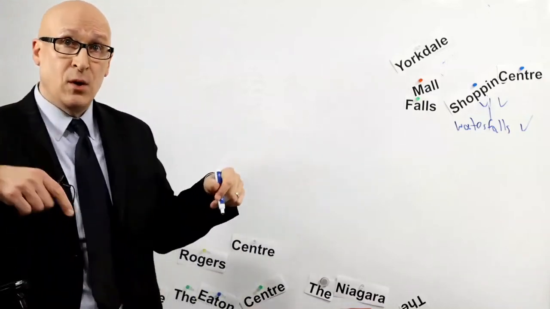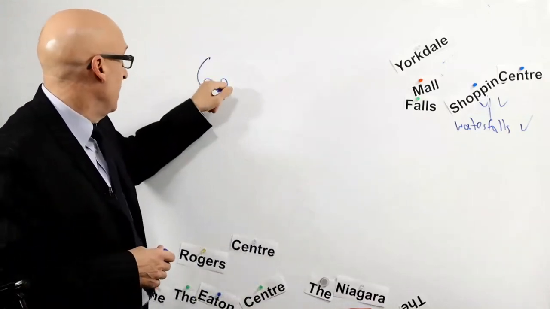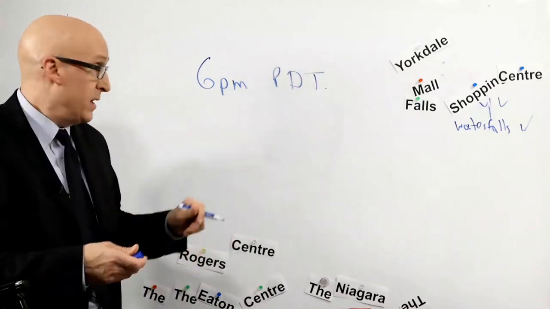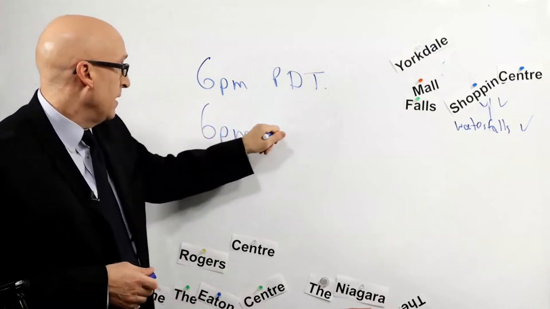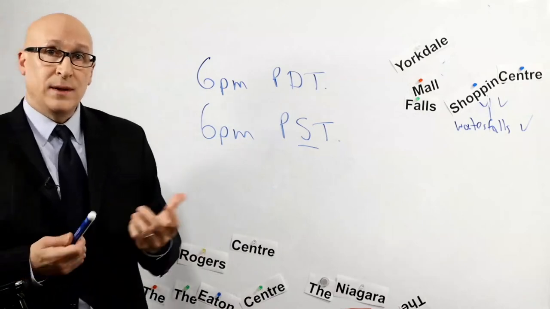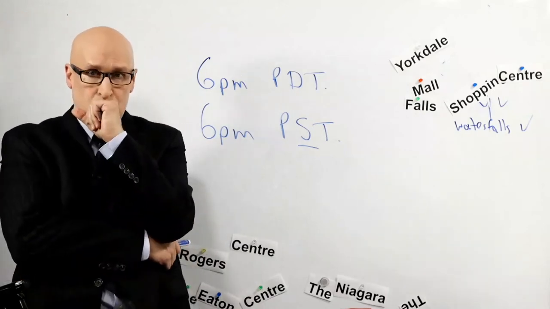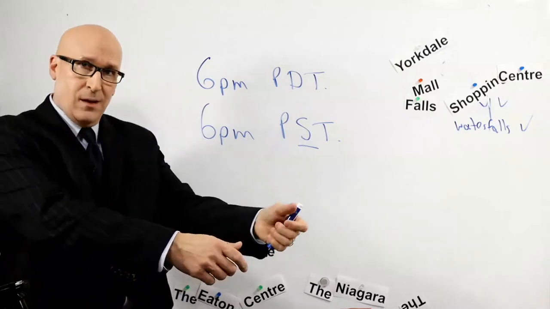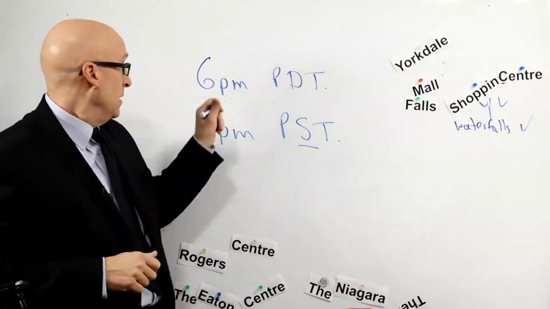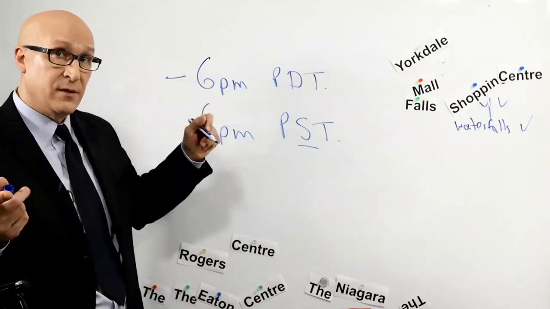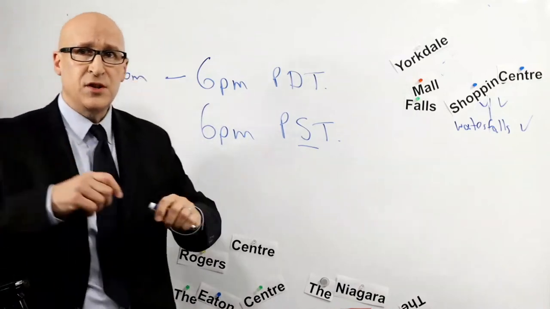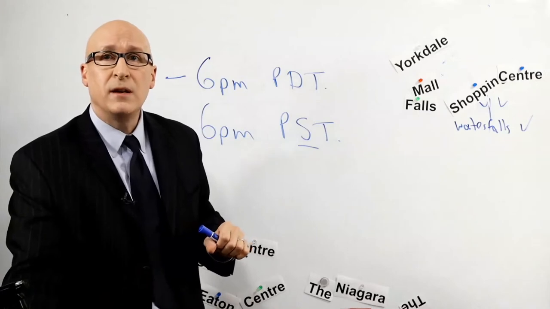So right now, this show is 6 p.m. Pacific Daylight Time. Next week, it's going to be at 6 p.m. Pacific Standard Time. Okay? What that means is we pull our clock backwards by 1 hour. So whatever time it is in your country today, let's say if it's 10 a.m. What time did this show start, Maki? Maki, can you tell me? You're in Japan.